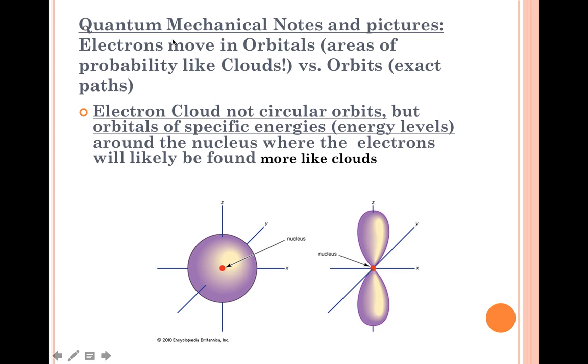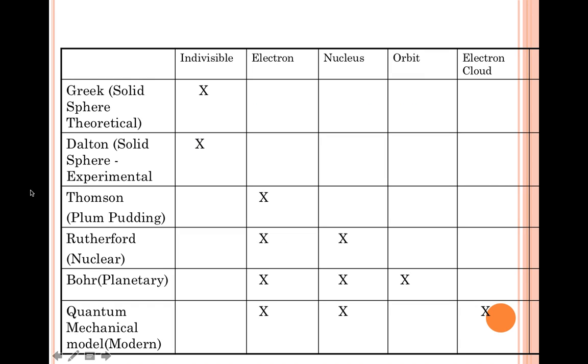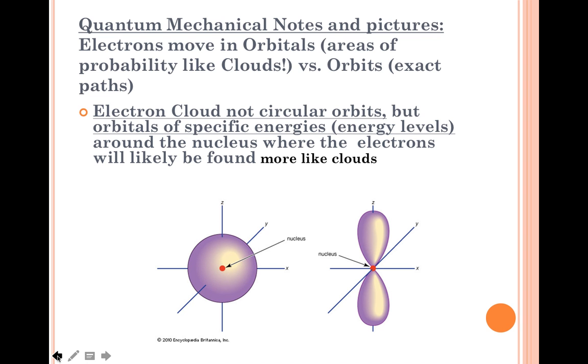So this is what I want you to write down. Electrons move in these things called orbitals. They were areas, let's go back. They were areas of probability like clouds versus orbits that were exact paths. So it's kind of a nuance, and we're not going to do the math, so it probably doesn't matter too much to us except for how we envision the atoms. We've always envisioned them like planets around the sun, and that's not quite right. Instead, the energy levels are not orbits, but they're orbitals. They're like clouds. So electron clouds are not circular orbits, but orbitals of specific energies.